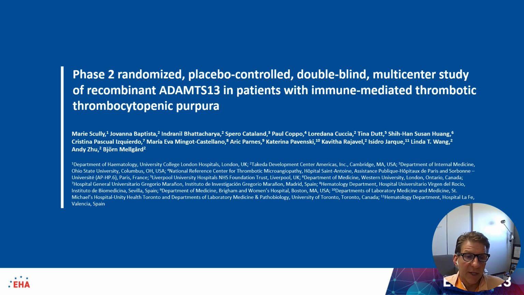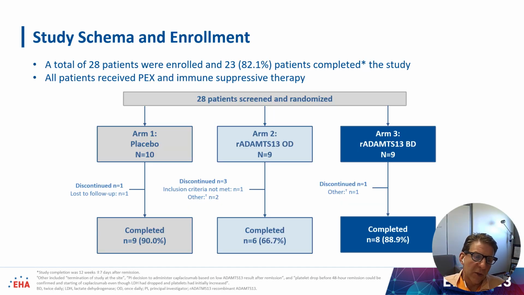And there was a phase 2 study of using recombinant ADAMTS13 with plasma exchange therapy. The study was quite small. The arms are a little bit heterogeneous, but on the 3 arms of the study, 10 patients received placebo, so just plasma exchange and immune suppressive therapy. Arm 2 received recombinant once a day, a dose of 40 units per kilogram, and a twice daily dose of recombinant ADAMTS13 with the plasma exchange therapy and immune suppressive therapy.